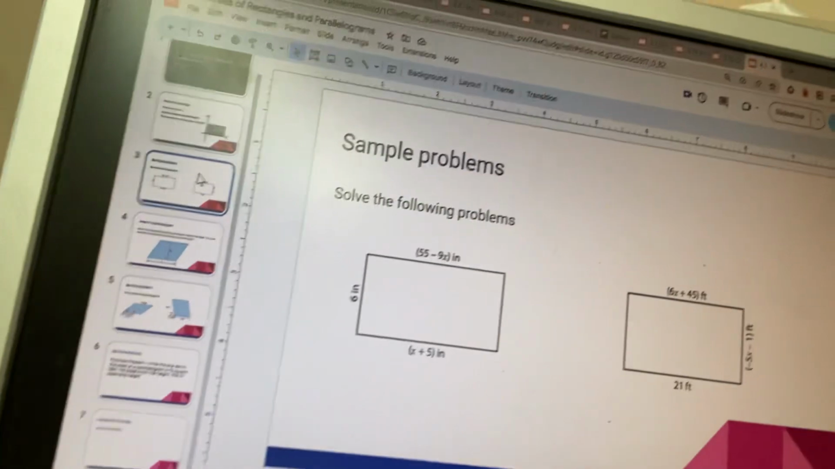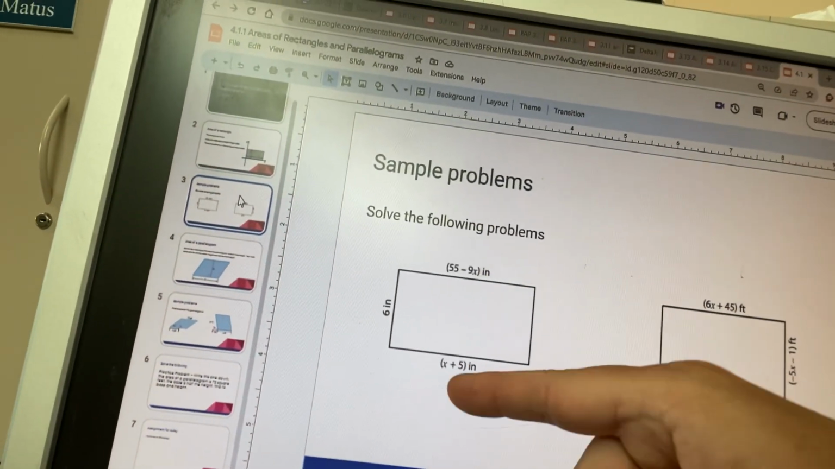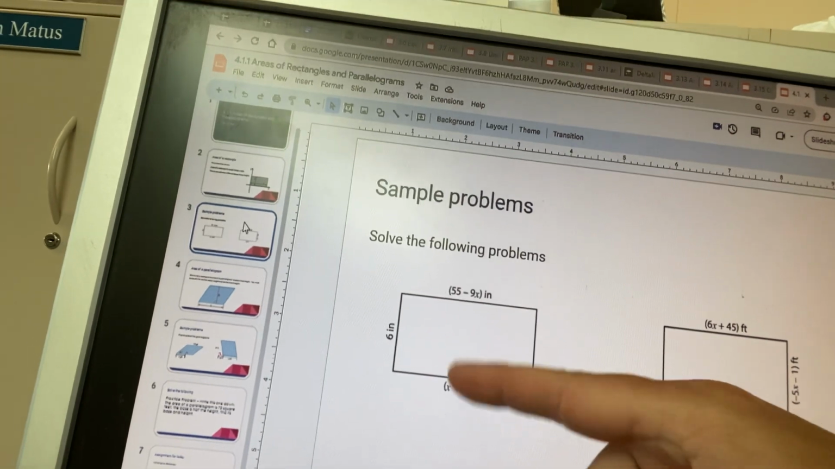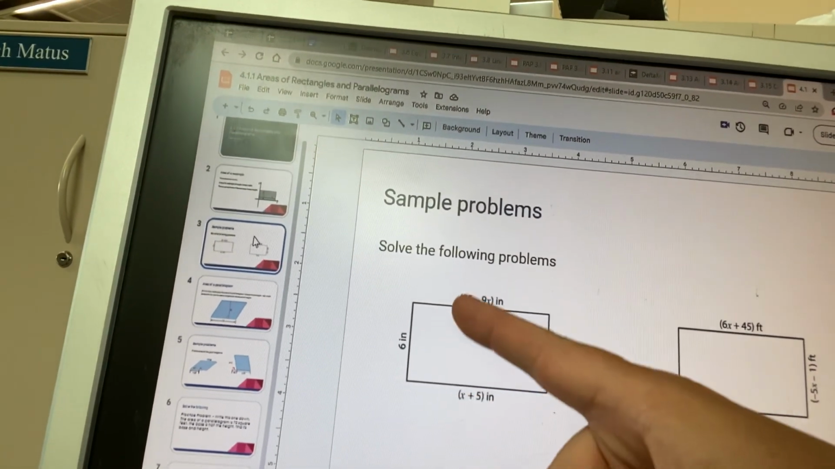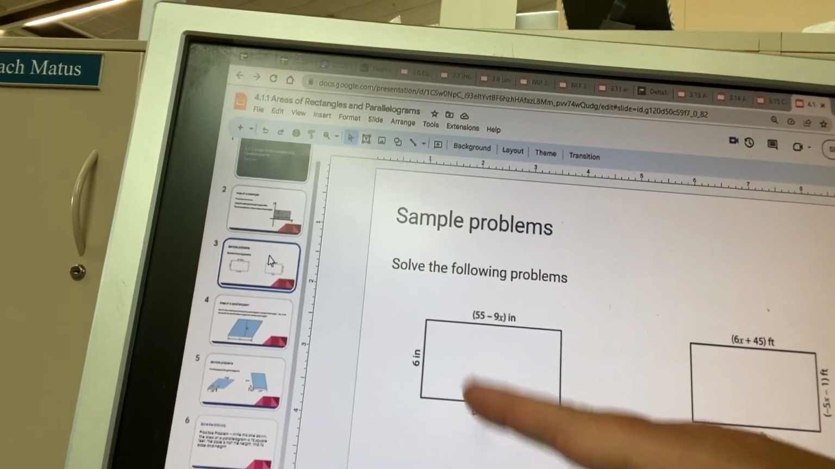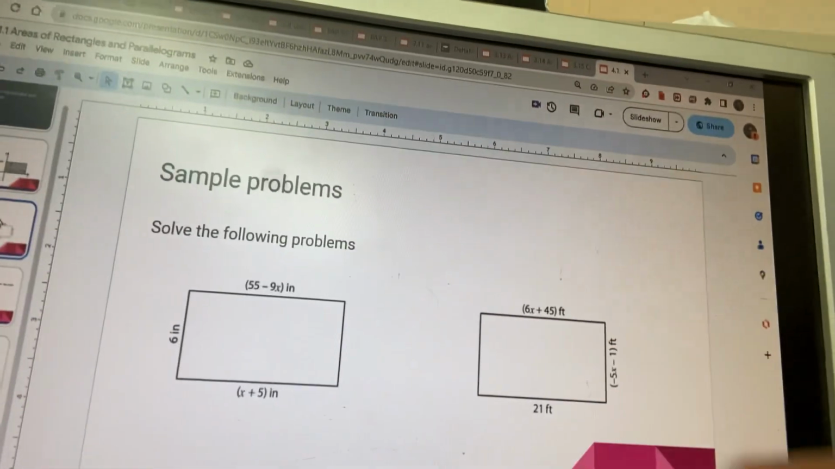Actually, let me turn this camera so you can see some of the ones that I'm talking about. So on these right here, again, these opposite sides are equal. So that's where I set those equal to one another and solved it out. I added 9x to both sides to get 10x plus 5 equals 55. I subtracted 5 to get 10x equals 50. So that's where I end up with x equals 5 over here.